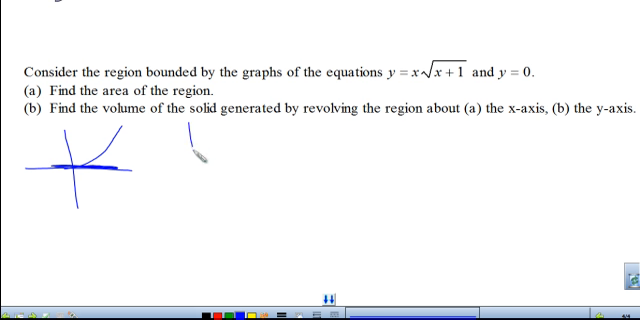If you zoom in on your calculator, a little bit bigger so you can see it, you end up with something like this, where this is -1 and this is 0. So the area bounded by these two graphs is right here. So the first one says I need to find the area.